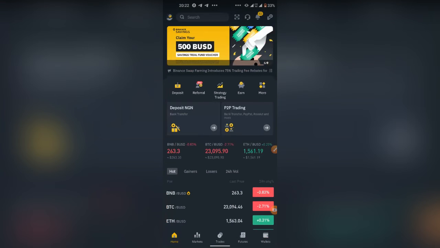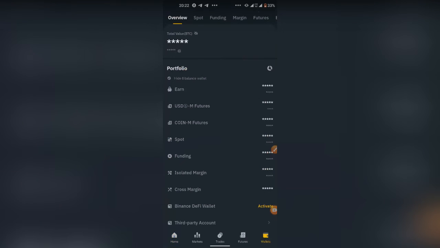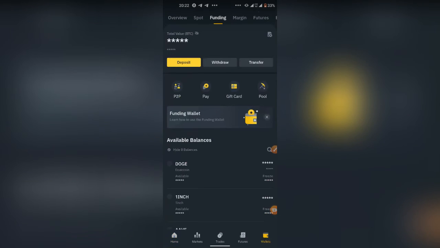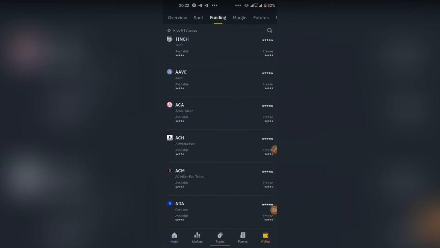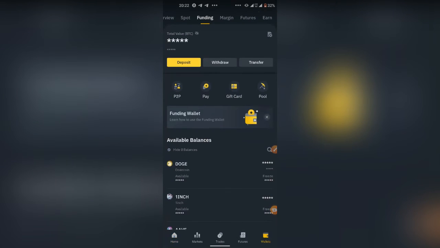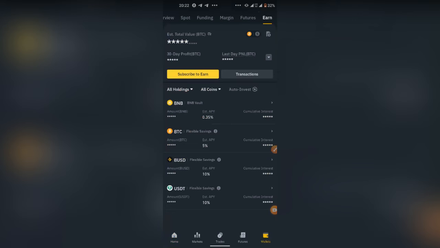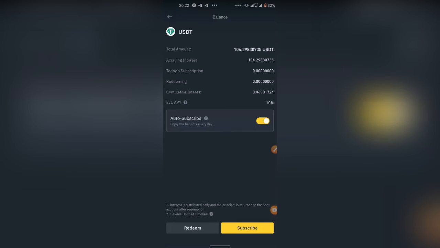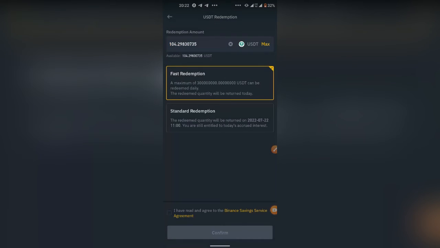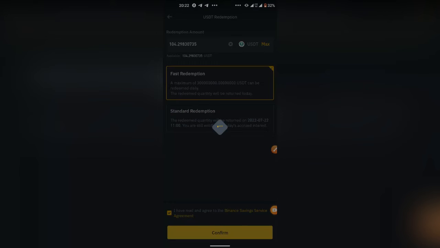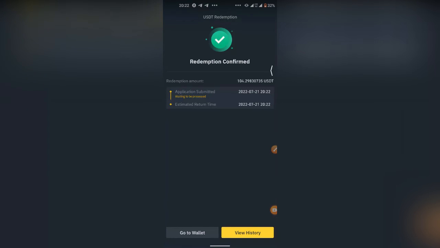So what am I gonna do now? I'm gonna go to my funding wallet. Sorry, Binance N. I have most of my money in Binance N. Then I'm gonna redeem my subscription. 104 USDT. Okay.